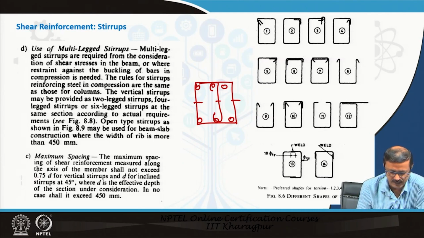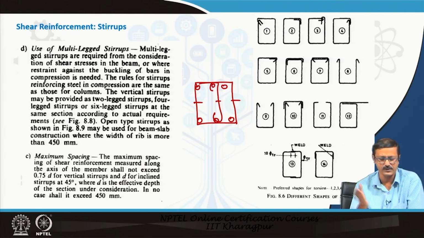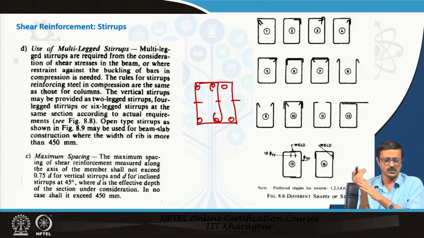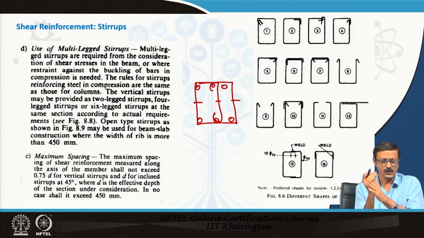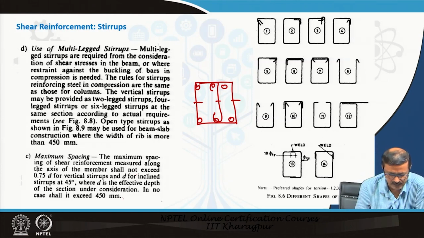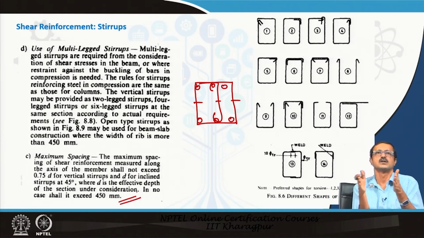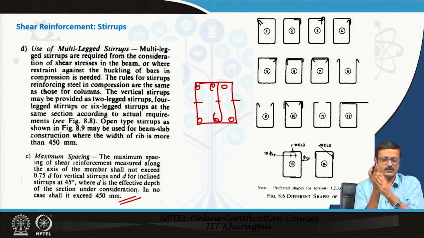These are all vertical stirrups. For inclined stirrups it is a 45-degree angle, but generally we do not go with inclined stirrups. But in no case should the spacing exceed 450 mm. So, that is the maximum bar spacing. You cannot have more than this, you cannot exceed 0.75 d or 450 mm.